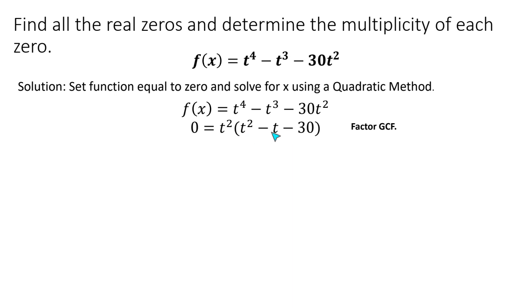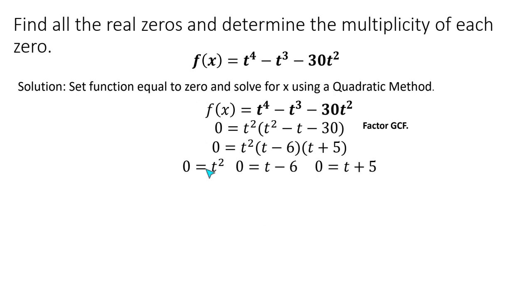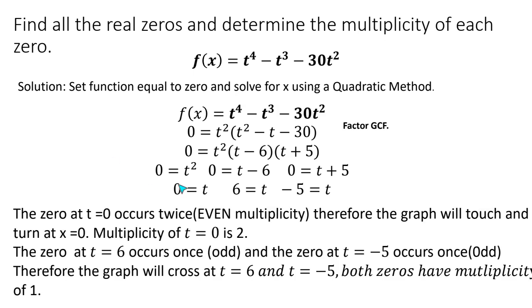Now, whatever's left in the parentheses, I can try to factor. It does factor as t minus 6 times t plus 5. And now I have three factors, so I can set each factor equal to 0. So 0 equals t squared, 0 equals t minus 6, and 0 equals t plus 5. I'm going to go ahead and solve for t. So if I take the square root here, I get t equals 0, t equals 6, and t equals negative 5. So this 0 at t equals 0 occurs twice.